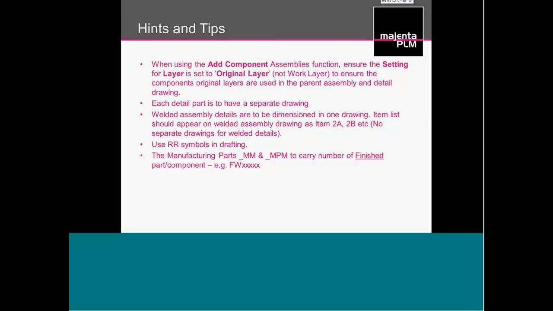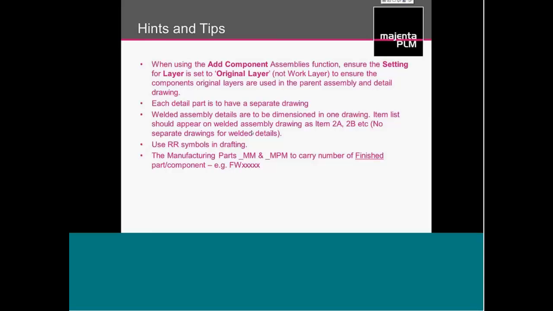Okay, hints and tips. When you're using the add component assemblies function, make sure that the settings for layer are set to original layer and not the work layer. If you leave it as the work layer, the component that gets added to your assembly will be on whatever layer is currently the work layer, which may well screw things up a little bit later when you're looking to turn layers on and off. So it's best to set the layer settings to use the original layer for all of your components. It makes life a lot easier when you come to creating detailed parts or detail views on the drawing.